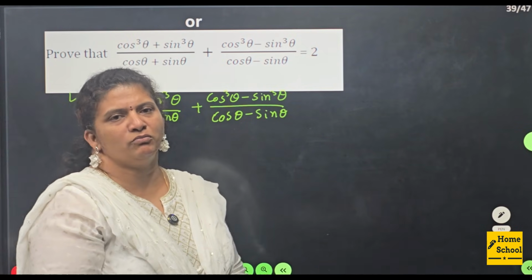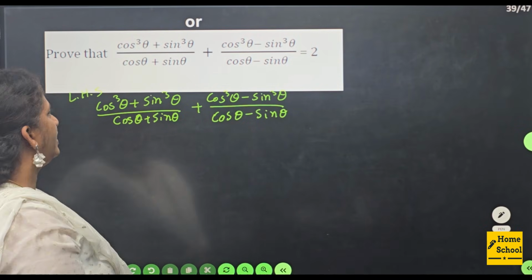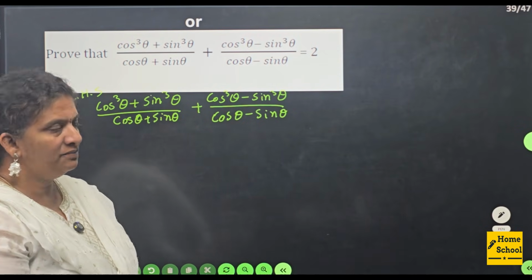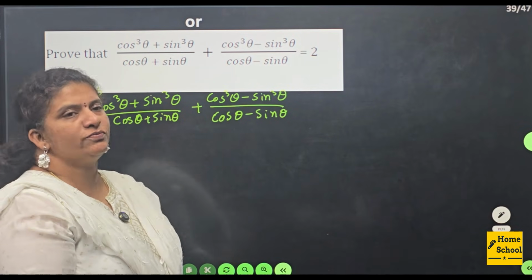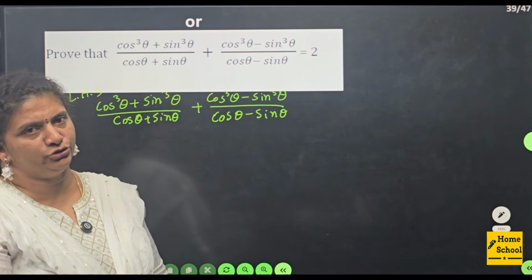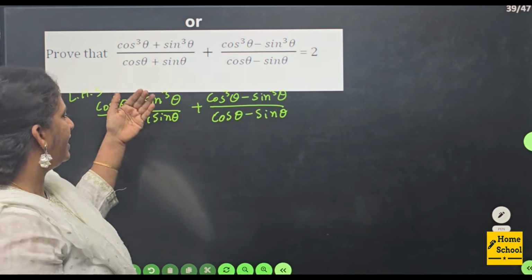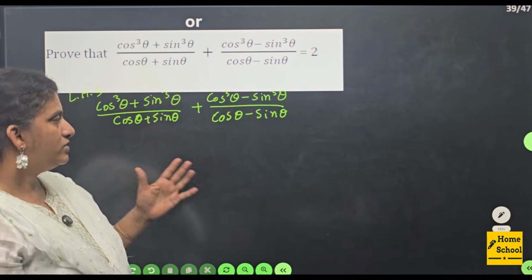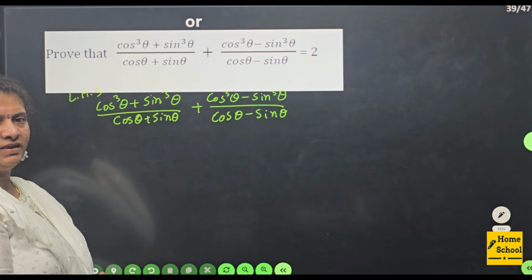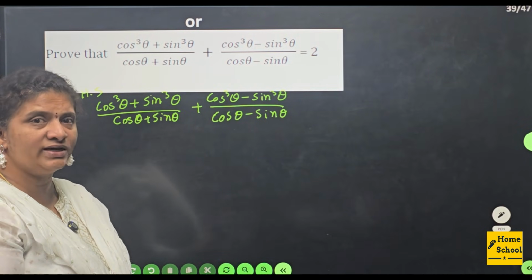In this we have one more OR question. Prove that cos cube theta plus sin cube theta by cos theta plus sin theta plus cos cube theta minus sin cube theta by cos theta minus sin theta equal to 2. Consider the left hand side part and I have written again here. So how to prove this one? By seeing the numerators, I remember some formula. What is that?